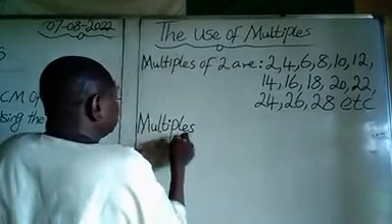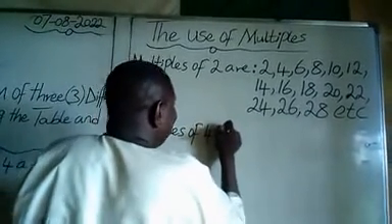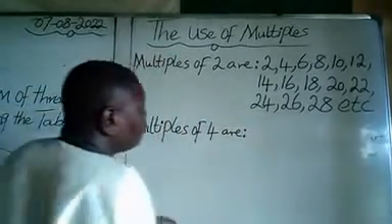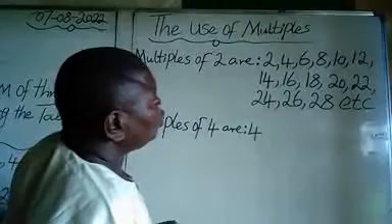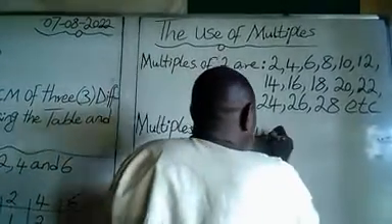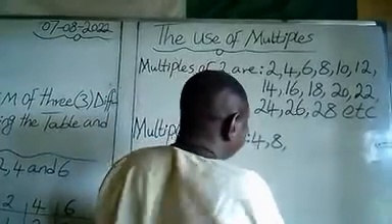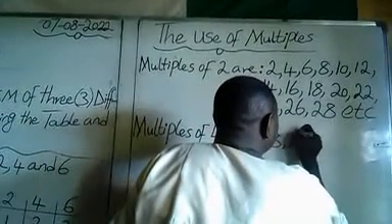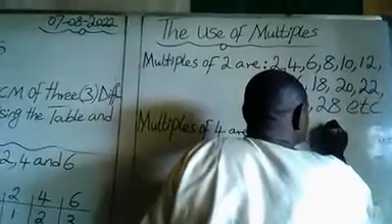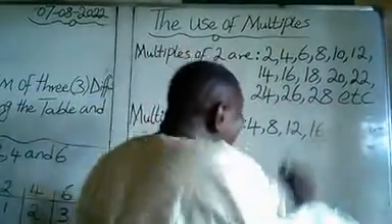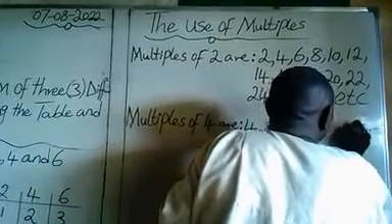Multiples of 4 are, first of all, I have to write down 4. 4. When I add 4 to this 4, the answer is 8. When I add 4 to this 8, the answer is 12. When I add 4 to this 12, the answer is 16. When I add 4 to this 16, the answer is 20.